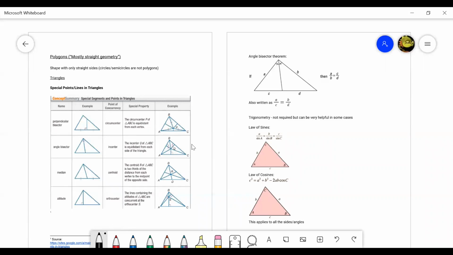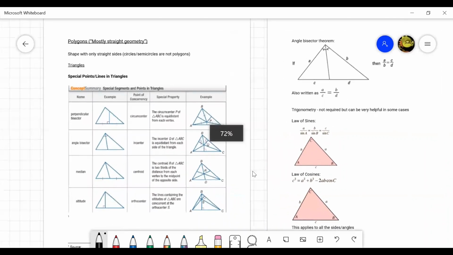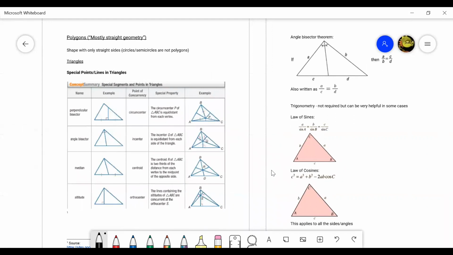So the first, most basic kind of shape when it comes to this geometry with polygons is a triangle. In this table here in the notes, I didn't really make it myself, I just found it, but it's a table of key lines and points within arbitrary triangles and their properties.